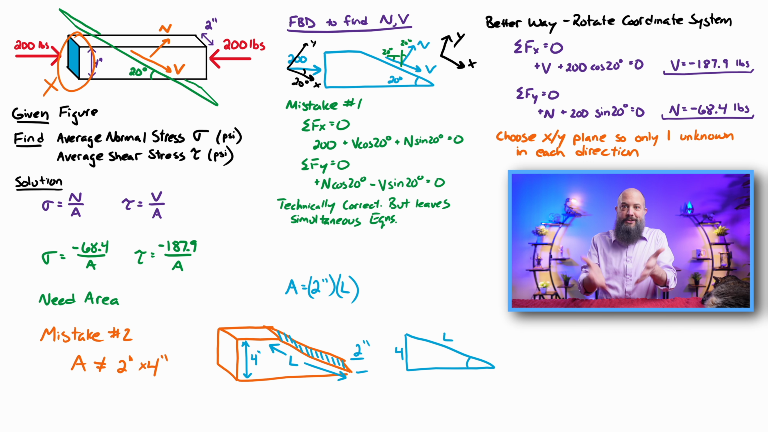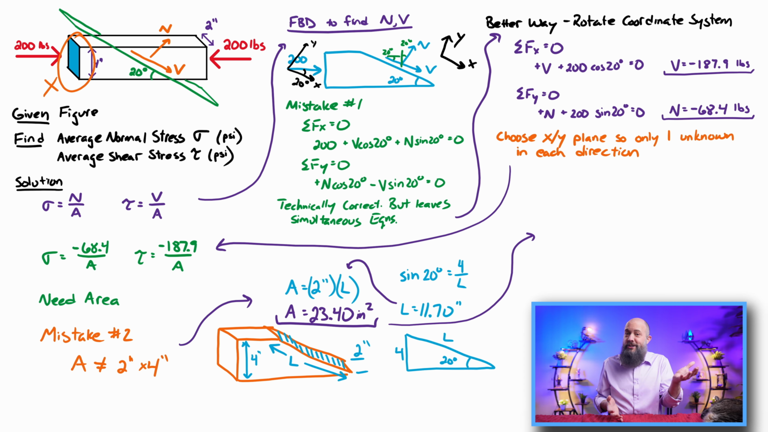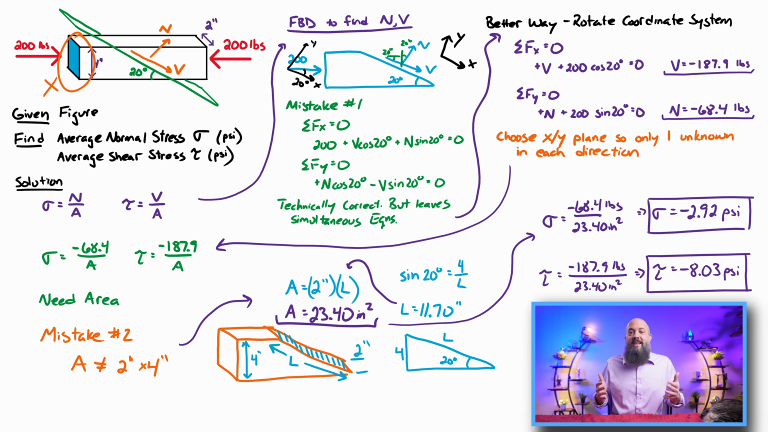So I draw out this triangle, sine of 20 degrees, I get L is 11.7, which gives me area 23.4, and now I just plug in all the numbers. And again, the negative sign for average normal stress means that this is in compression. The negative sign for shear, not actually that important.